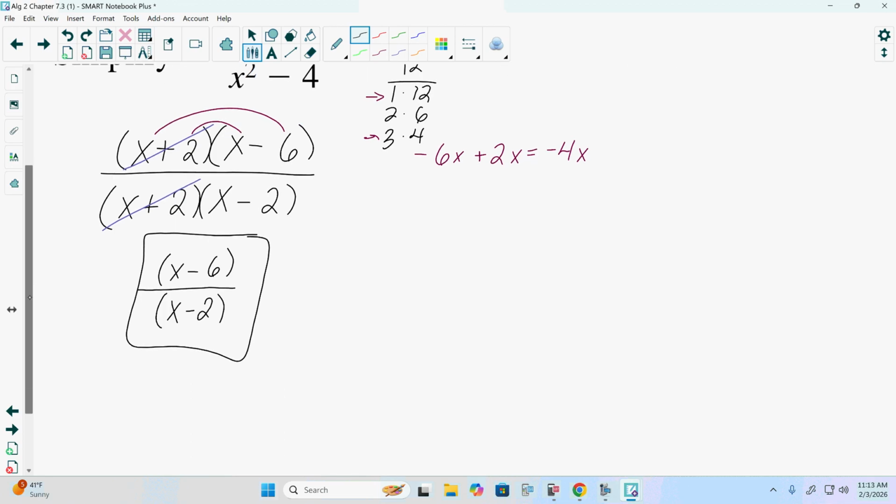And we get this here. Questions on this here? Now, if we wanted to look at the restrictions, it'd be the values of x that's going to make the denominator be 0. And we have two places, the x plus 2 and x minus 2.